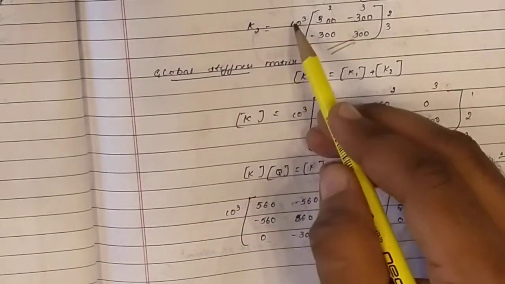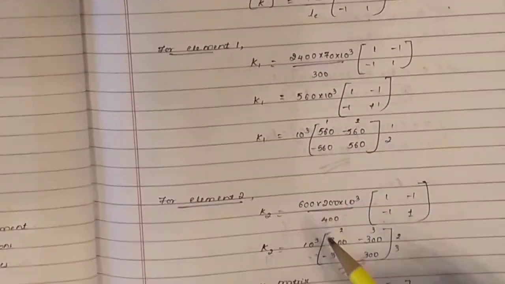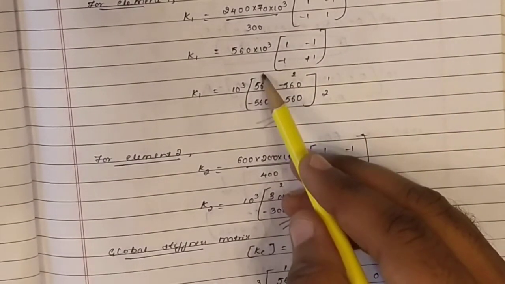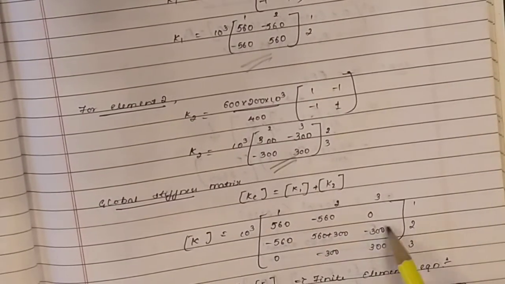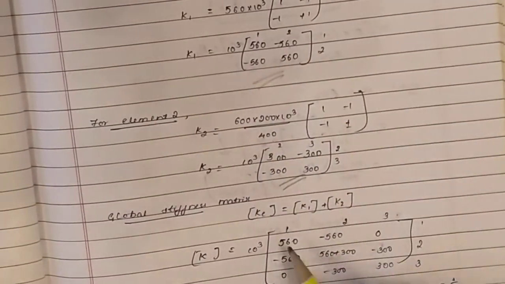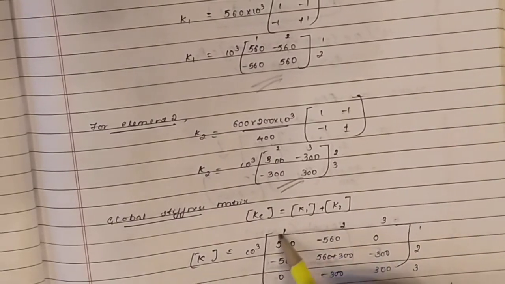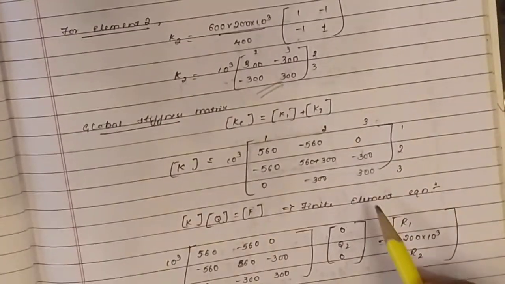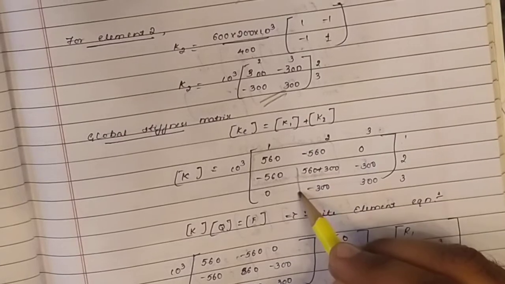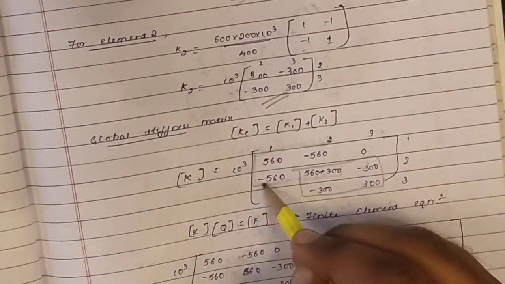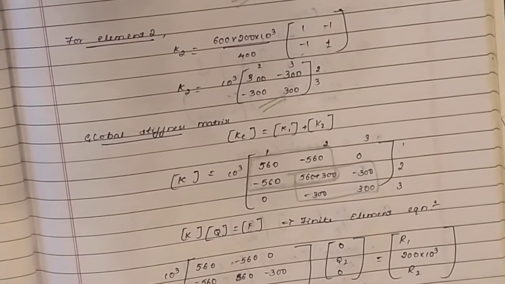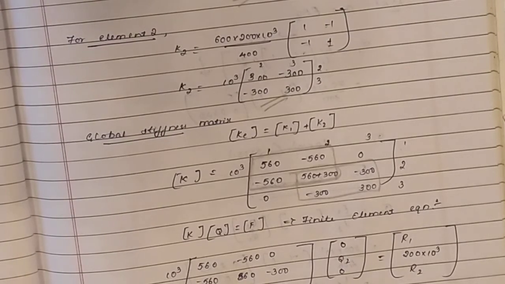Next, K is equal to K1 plus K2. So K is equal to 10 power 3, which I've taken common in both K1 and K2. Write this matrix's coordinates; it starts from 1, 1. Just write the first matrix here. Similarly, the second matrix starts from 2, 2. You can see here I've summed up, so this part is getting added. Very simple matrix addition. Just be careful, please don't make any mistakes here.